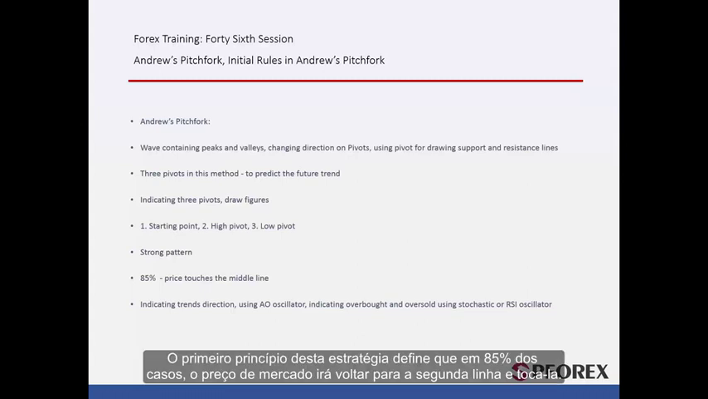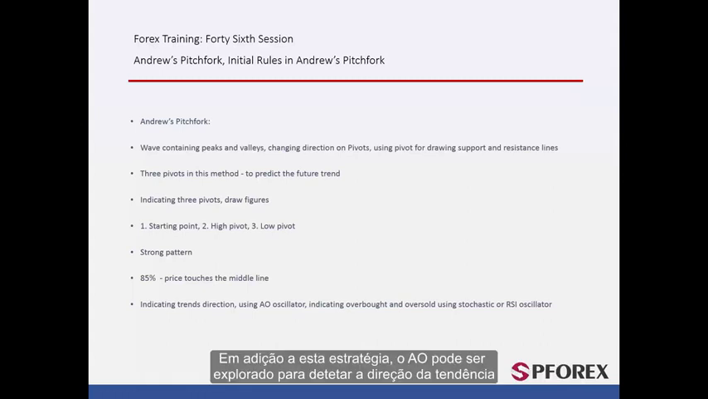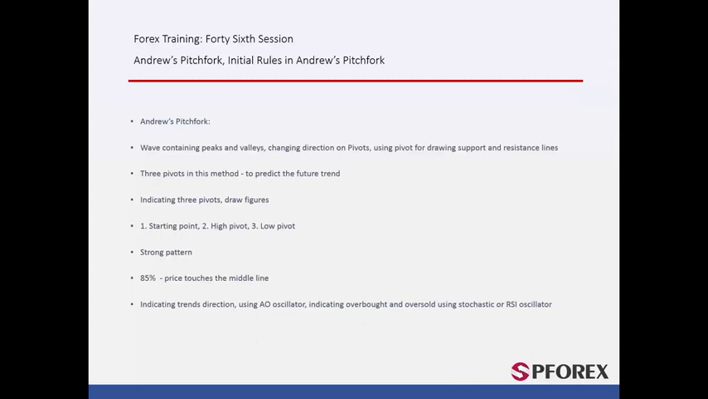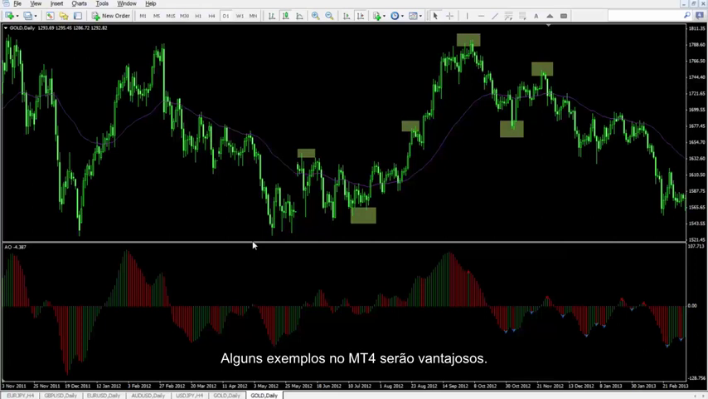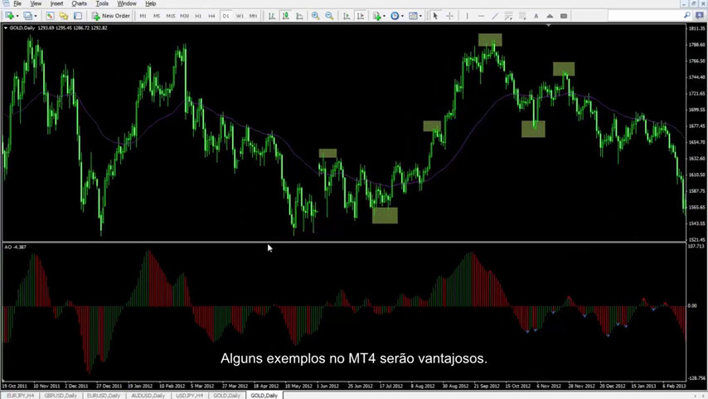The first principle of this strategy defines that in 85% of cases, market price will return to the second line and touch it. In addition to this strategy, AO can be exploited to detect trend direction, and RSI or stochastic can be used to specify the saturation regions. Some examples on MetaTrader 4 would be beneficial.